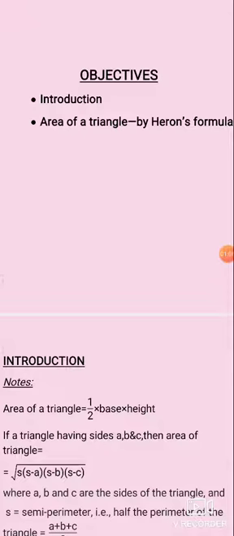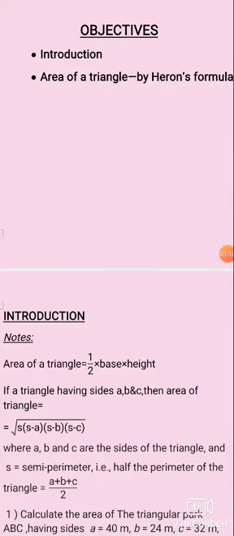That is what? Root of s into s minus a into s minus b into s minus c, where a, b and c are the sides of the triangle and s is the semi-perimeter, that is half the perimeter of the triangle. Now perimeter means what? A plus B plus C. So sum of the length of the three sides of the triangle. So half of the perimeter means what? A plus B plus C by 2.